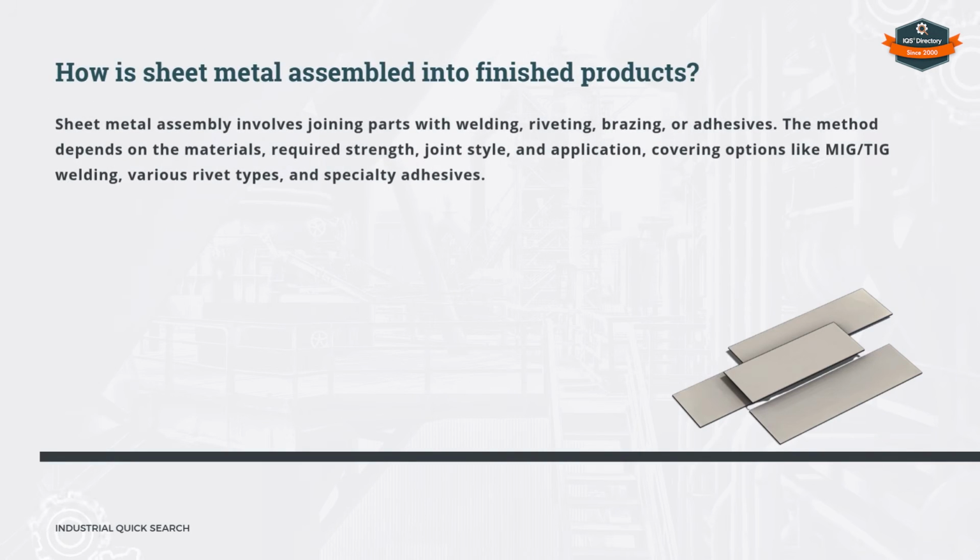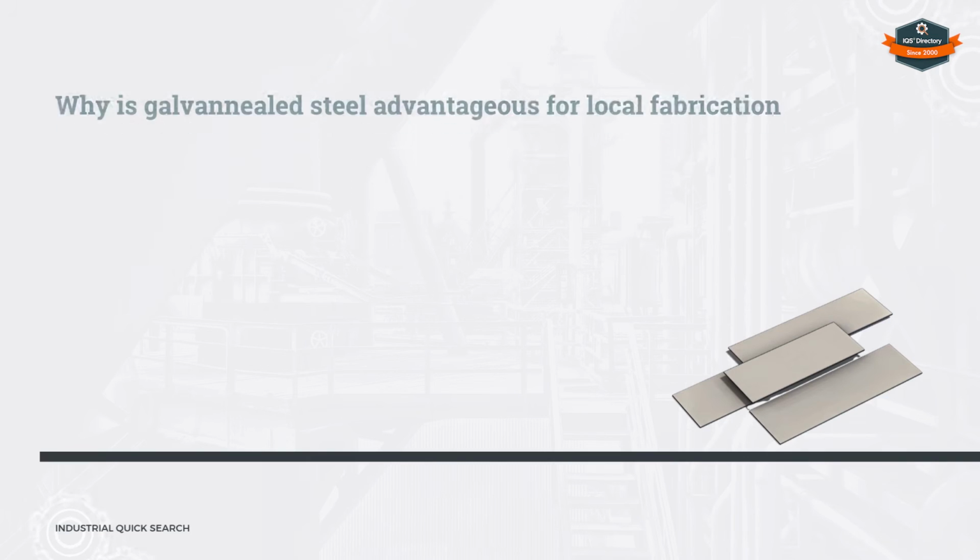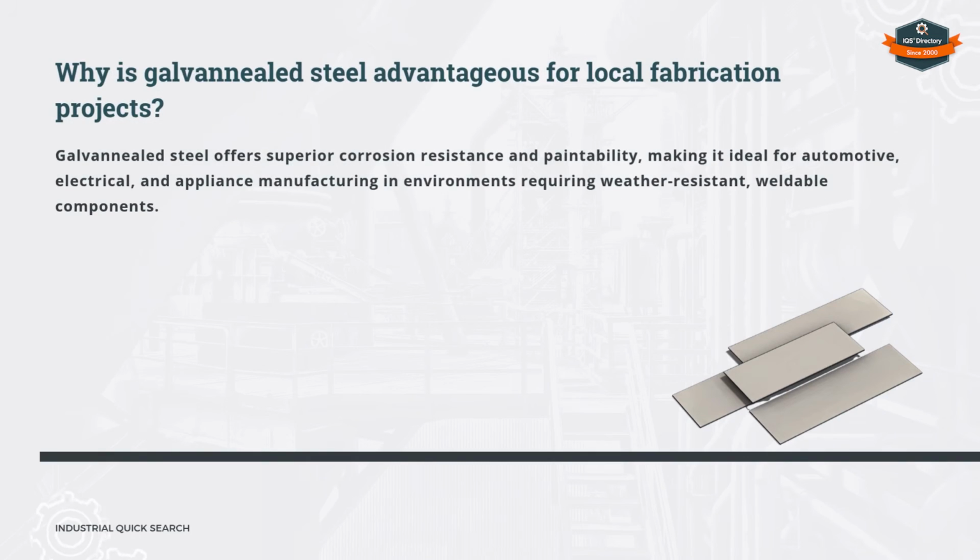How is sheet metal assembled into finished products? What are the advantages of robotics in sheet metal fabrication? Why is galvannealed steel advantageous for local fabrication projects?